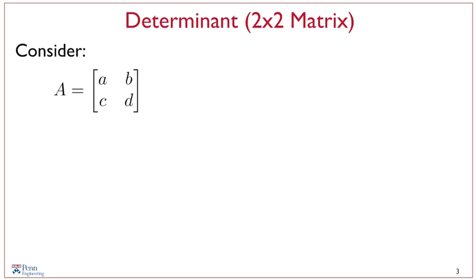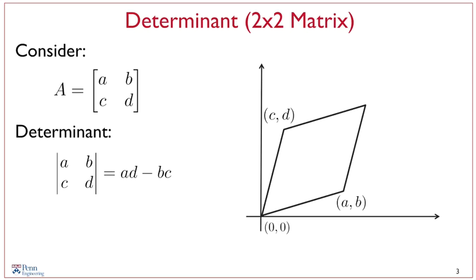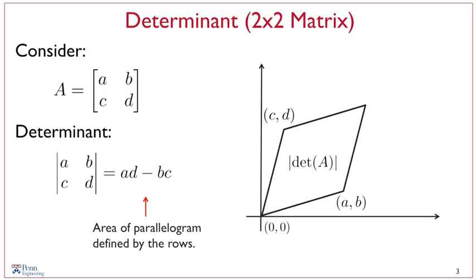Consider a general 2 by 2 matrix defined by the variables a, b, c, and d. The determinant of this matrix can be found with the following formula. Consider each row of this matrix as a vector in R2, or in the 2D plane. These vectors define a parallelogram. The magnitude of the determinant of this matrix represents the area of this parallelogram.